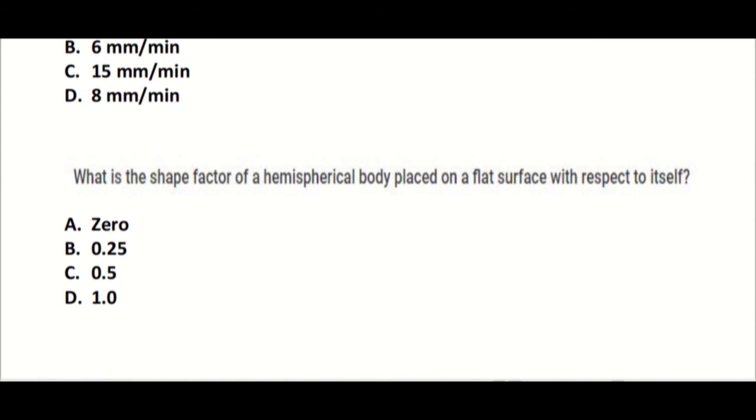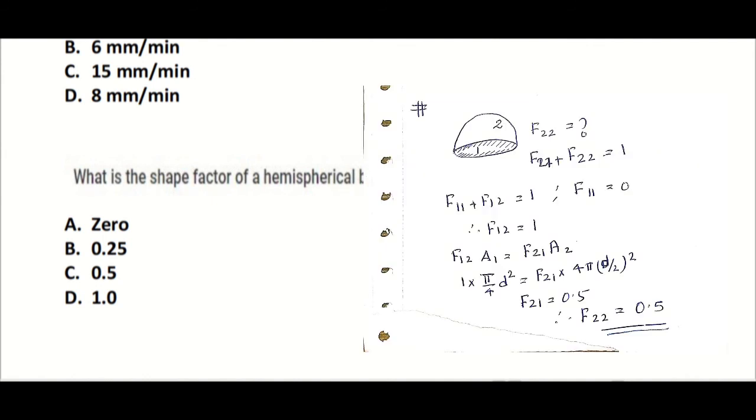What is the shape factor of a hemispherical body placed on a flat surface with respect to itself? Okay. First we need to draw one figure of a hemispherical body placed on a flat surface. We need to consider the flat surface as 1 and the hemispherical body as 2. We need to find F22, the shape factor of the hemispherical body with respect to itself. Okay, F22 we need to calculate.